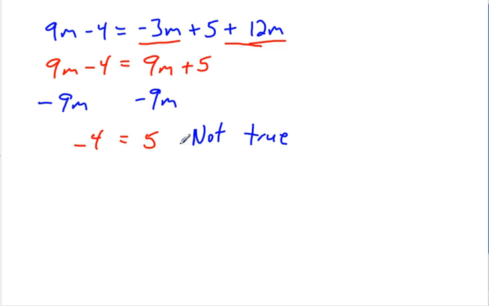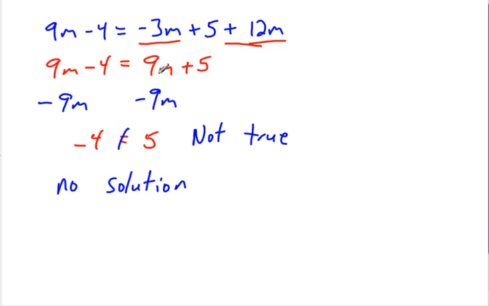So it's different in the sense that negative 4 does not equal 5, so we can say phew. So what happens here is there's no solution. So don't freak out that the variable disappeared. That's totally fine. It just means that there is no possible solution. No number that you can plug in for m would make this a true statement. It's just not possible.